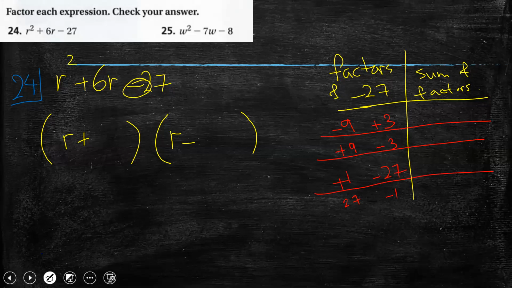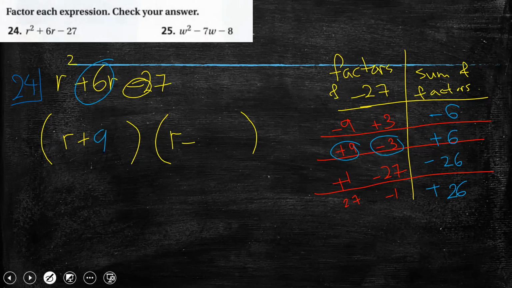Negative 9 plus 3 equals negative 6. Positive 9 minus 3 equals positive 6. Negative 1 plus 27 is positive 26, and the other one is negative 26. So which numbers, if you multiply them, you get negative 27 and the sum is positive 6? Positive 9 and negative 3.